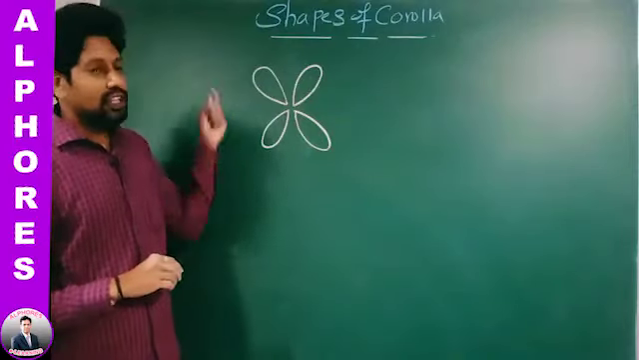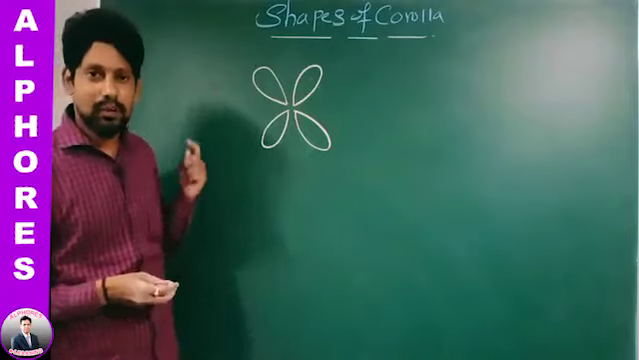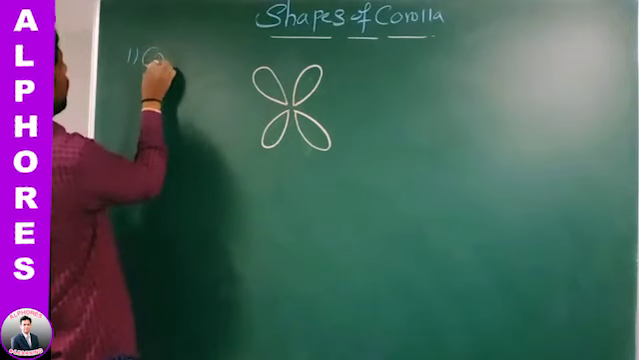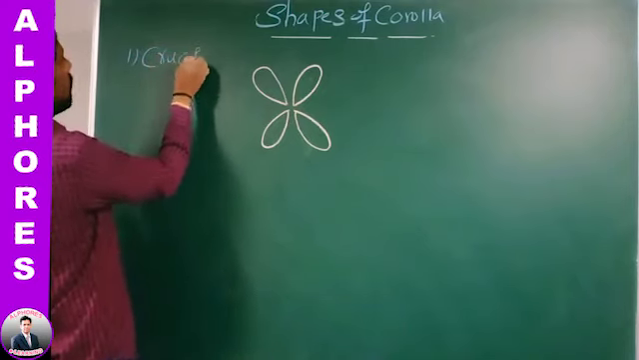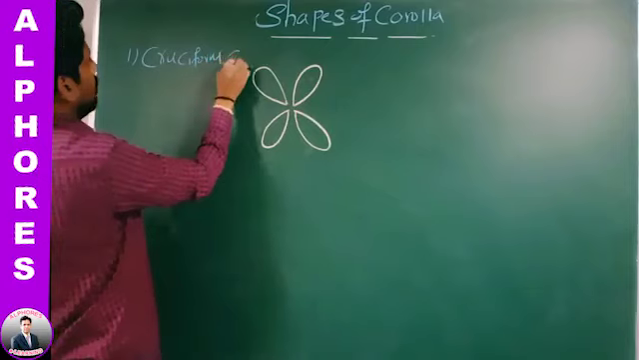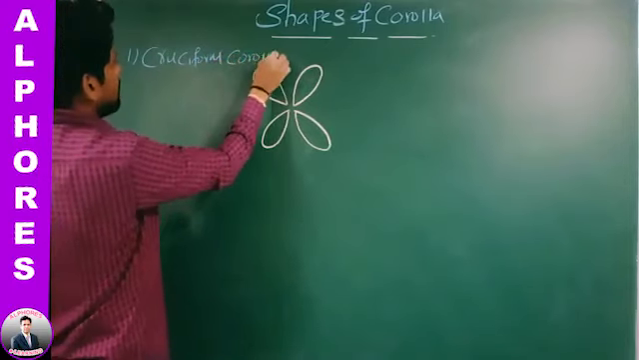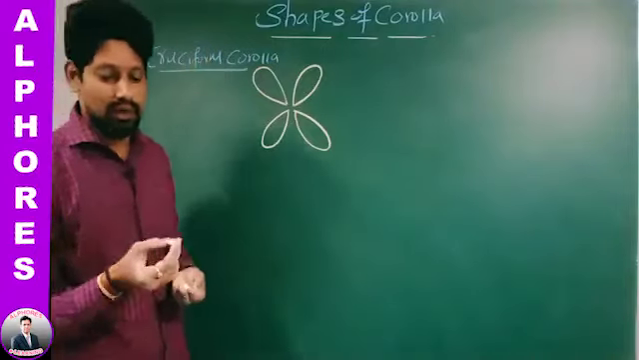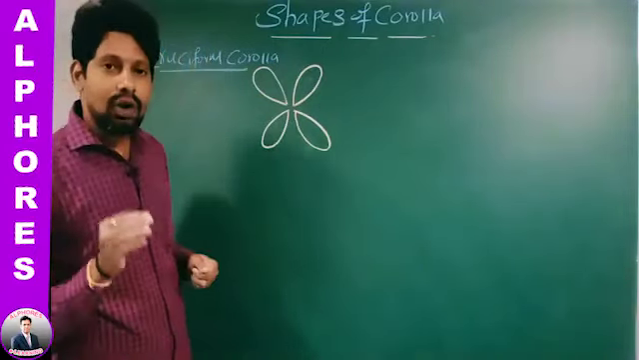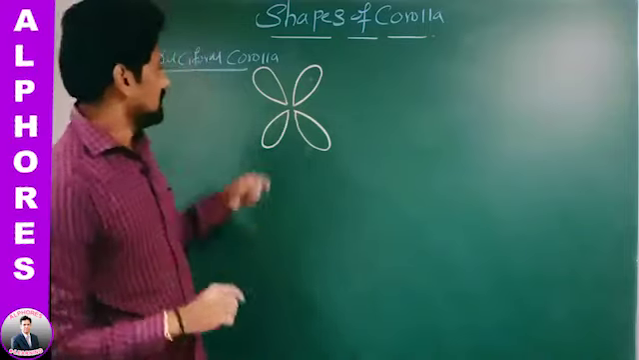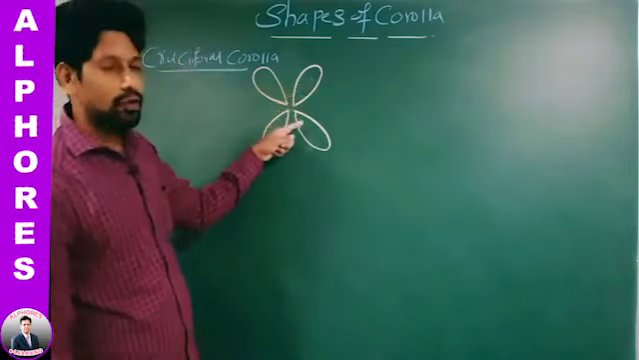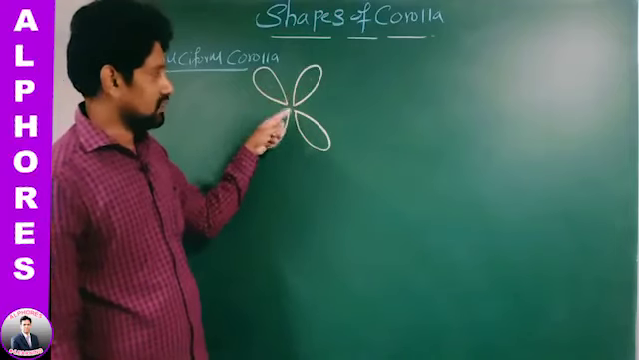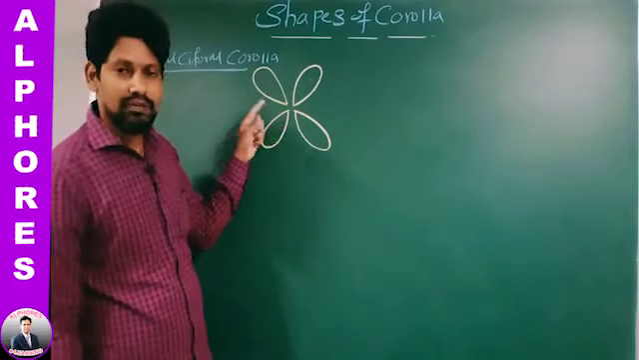Now, go for the shapes of corolla. What are the shapes of corolla? Go for the first one: cruciform corolla. See here, corolla means made up of what? Petals. How many petals are there here? Four petals. Are these four petals free or fused? They are free.